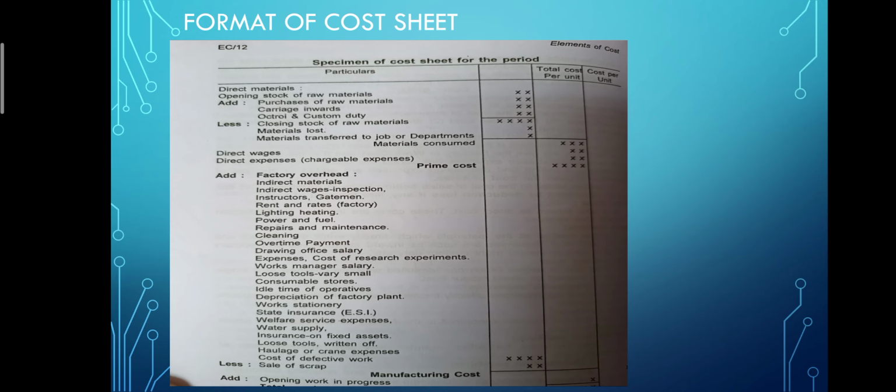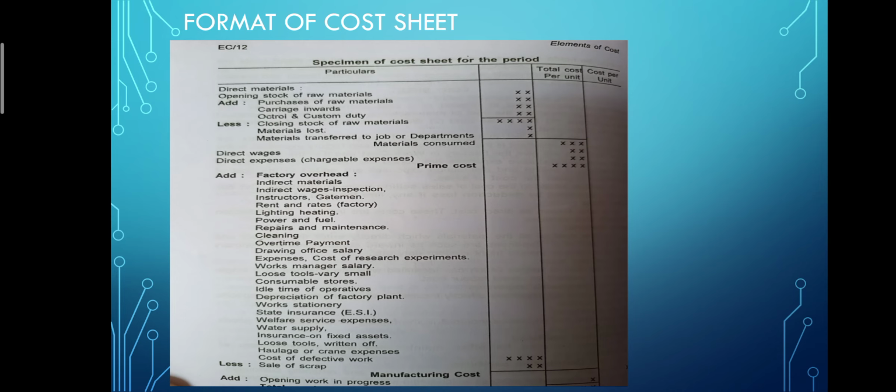First, we will have to find out direct material. Suppose in the problem direct material is given, then directly start with the cost sheet. If direct material is not given, then opening stock will be given. So to the opening stock, you will have to add purchases and deduct closing stock of raw material. Then you will get direct material.